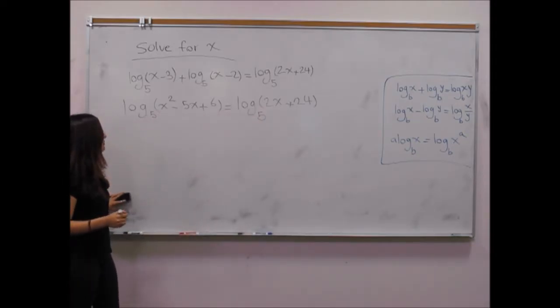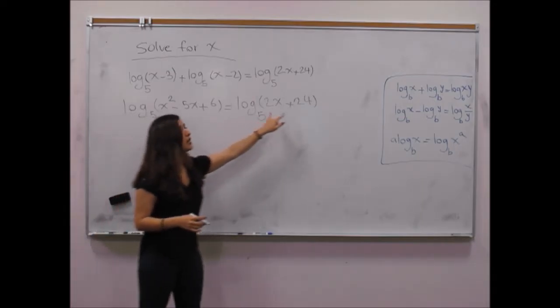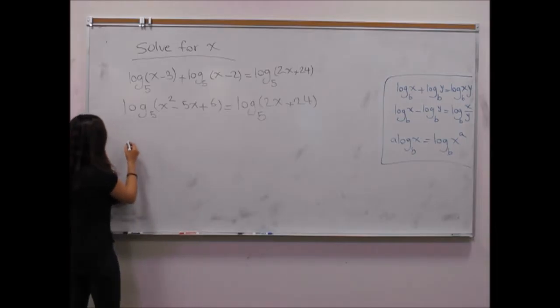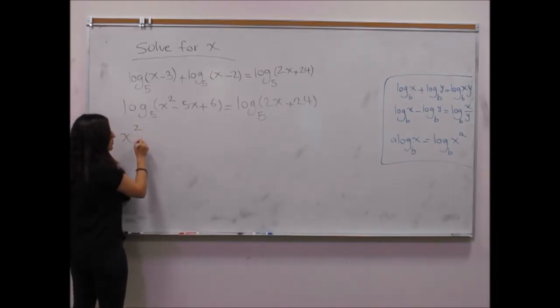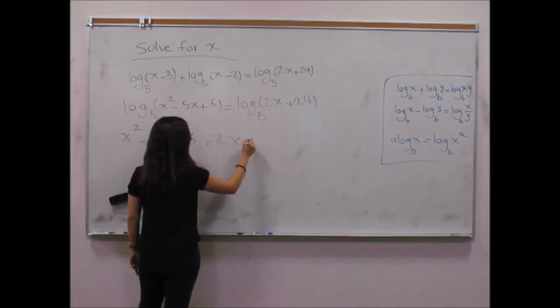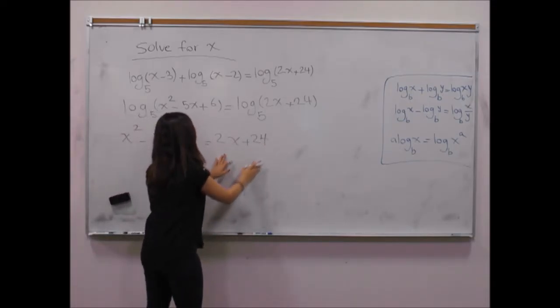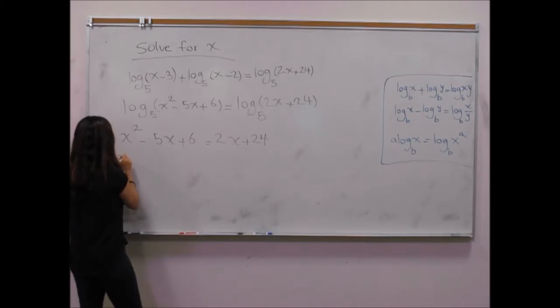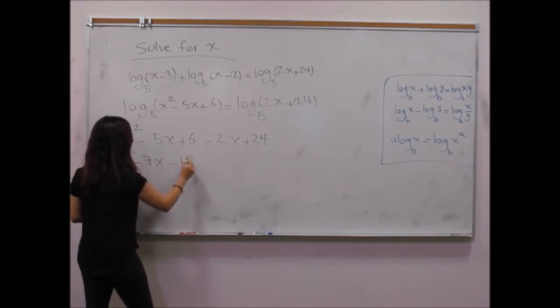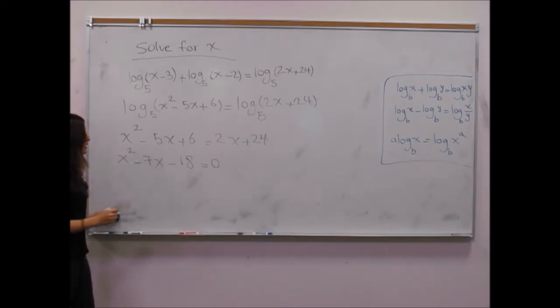And then, because I have logs on both sides and the bases are the same, I'm going to set the arguments equal to each other. So I would have x squared minus 5x plus 6 equal to 2x plus 24. And then if I move this to this side, I would get x squared minus 7x minus 18 equal to 0. So quadratic equation, I'm going to factor it out.